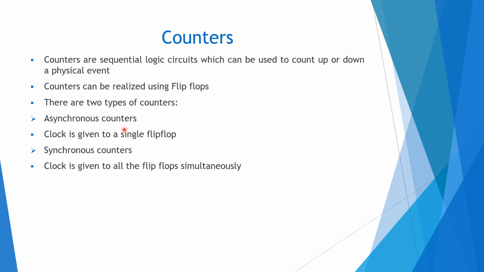In an asynchronous counter, the clock is given to a single flip-flop, and the output of that flip-flop is taken and given to the second flip-flop. So it is in a cascaded state. The flip-flops will be cascaded to each other to realize the asynchronous counter. In a synchronous counter, the clock is given to all the flip-flops simultaneously, and with combinational logic, it will count 0, 1, 2, 3 like that.